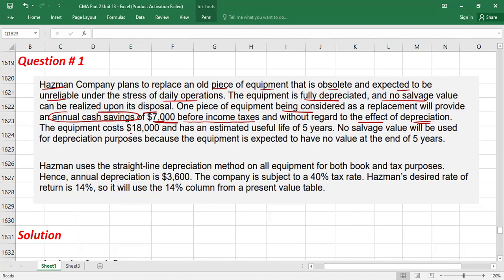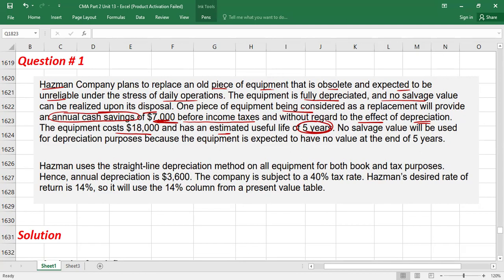The equipment cost is $18,000. So this $18,000 is your actual initial investment, which you will invest into this equipment to replace the old one, and it has an estimated useful life of 5 years. So we can assume one thing: the annual cash saving of 7,000, which is before tax and depreciation, you will get for 5 years. Like in year one, you are getting 7,000. In year two, you will also get 7,000, and in years three, four, and five.